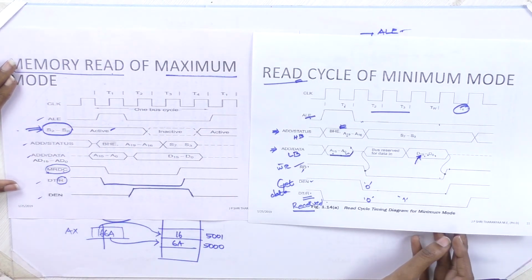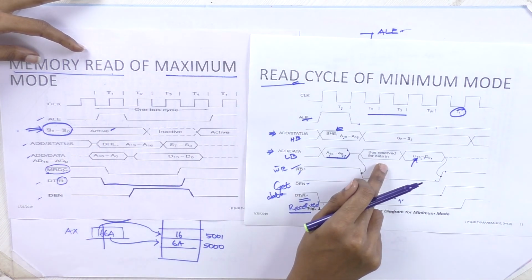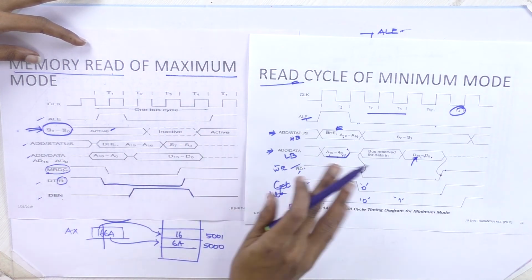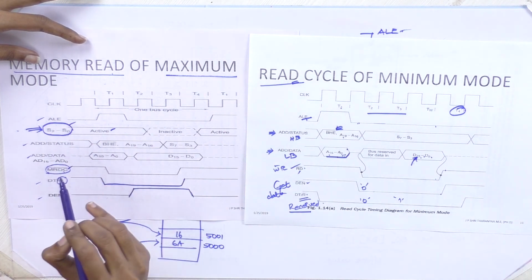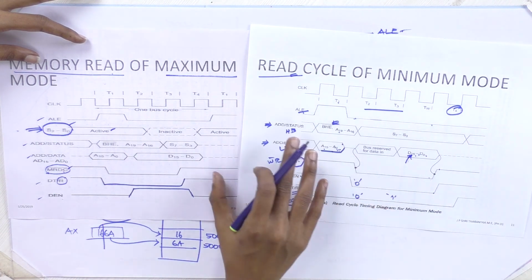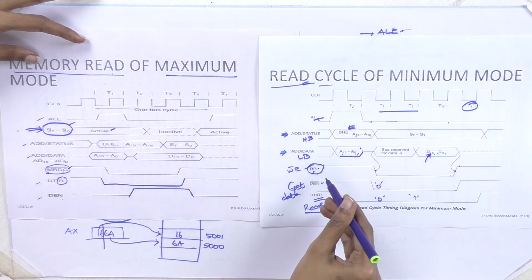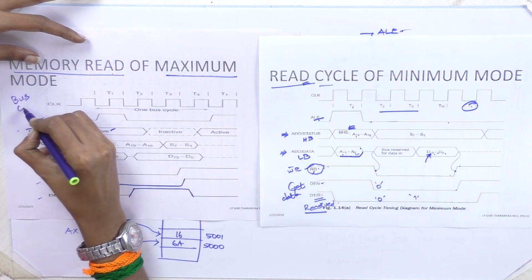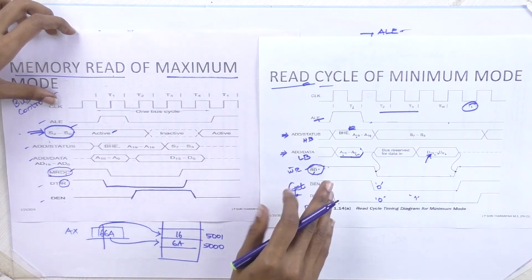I'll show you the read cycle of minimum mode also, so you can compare. This is for maximum and this is for minimum. All those signals are the same. The concept is also the same. The difference is the status signals. This status signal will generate the memory read. Here in minimum mode we already have a memory read signal, so we don't require separate hardware. That's why no such status signals are utilized here, but in maximum mode we use a bus controller to generate the control signal. That is the difference. Fine.